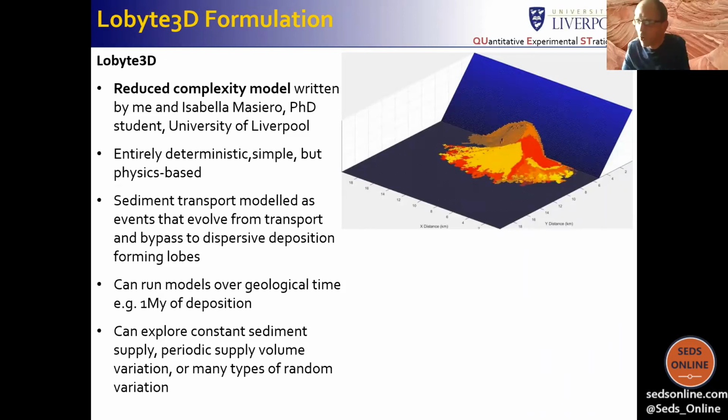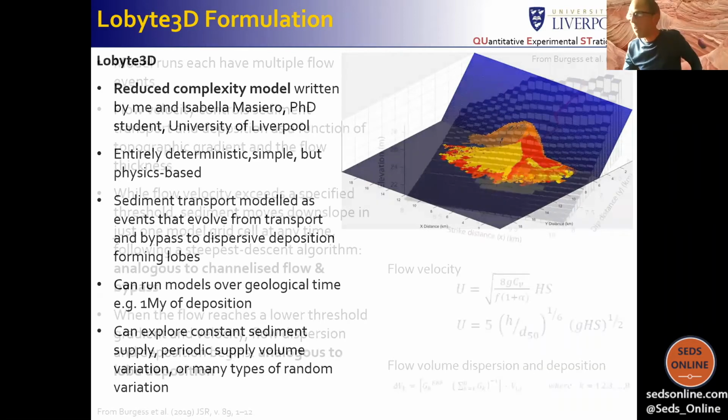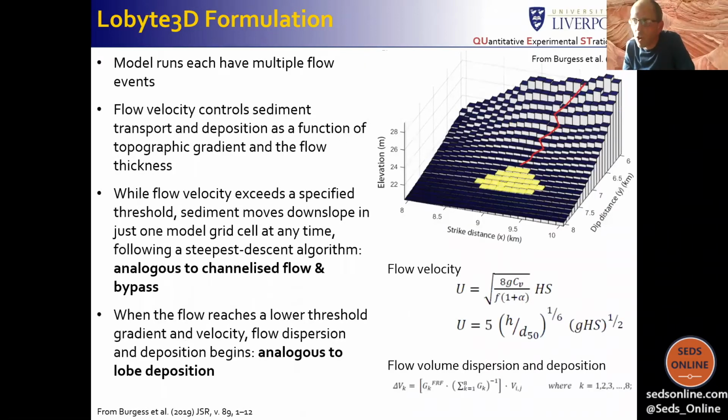And we're going to explore a few different cases of constant supply, variable supply. And, I mean, you could do pretty much any kind of input conditions to this that you can dream up, really. So how does it work? How's it formulated? Model runs each have multiple flow events. So any model run is usually 1 to 2,000 flow events to stack strata.